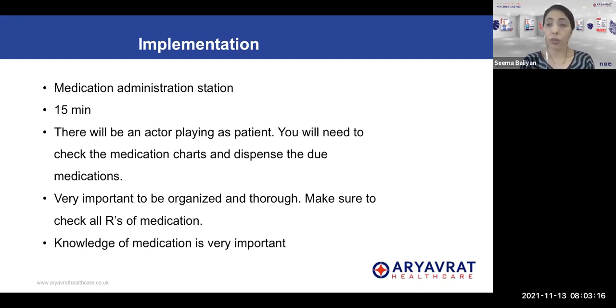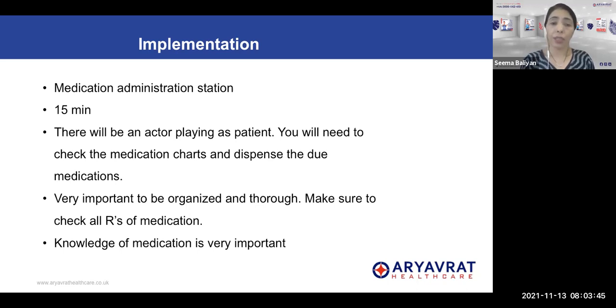Although it is important to be organized and thorough in all of the stations, here it is one station where you have to be even more careful, because it is actually a medication that you are going to give to the patient. So you do not want to make a mistake or give any wrong medication to the patient. For this station, knowledge of medication is very important, because unless you know what is correct, you will not be able to figure out what is incorrect.